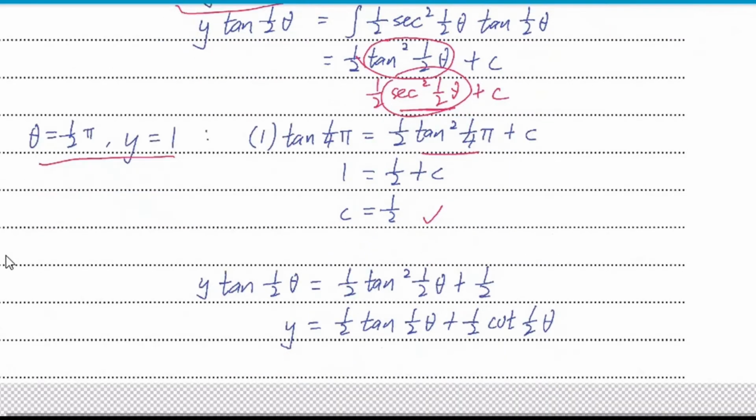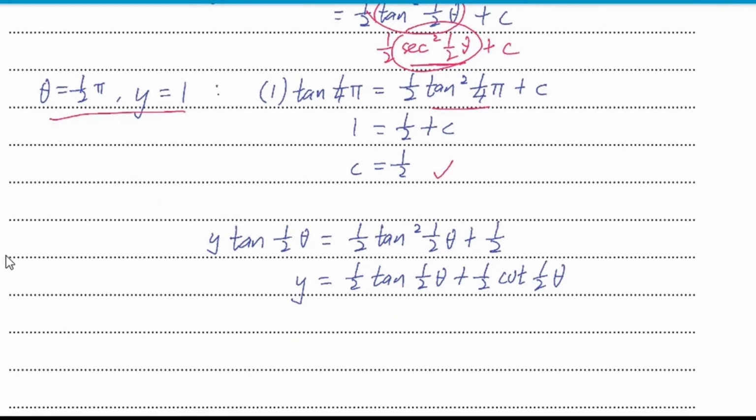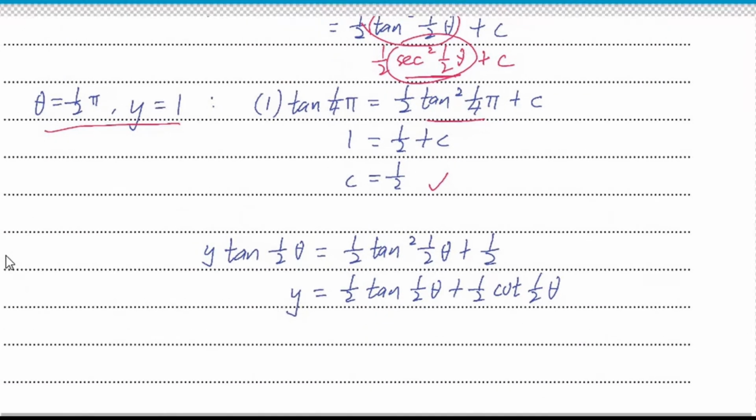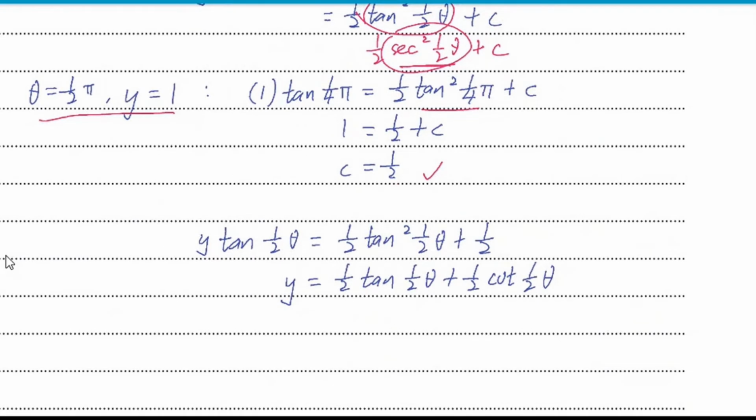So you can see here, when we sub in c equals to half theta inside there, the right hand side, you can also look at it as a half, which is 1 plus tangent square half theta, which is giving us secant square half theta. Okay, so a different form.